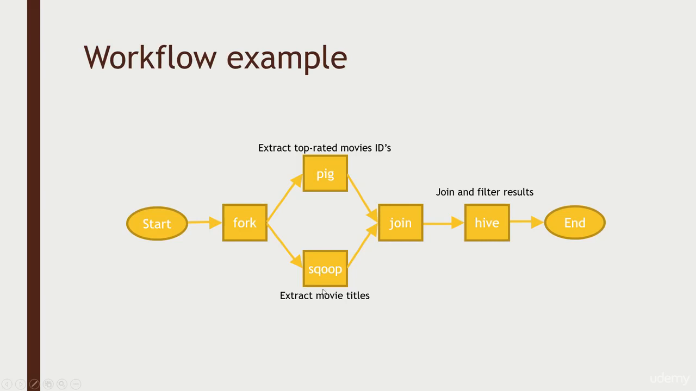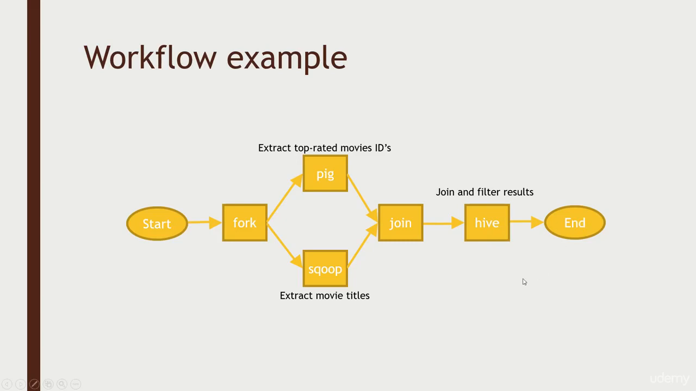And maybe these are extracting data from two different sources that I need for my larger workflow. Like maybe I'm getting the top-rated movie IDs from Pig, and I'm extracting movie titles out of some MySQL database via Sqoop at the same time. And then these both say that they will go to this join node, and all this join node does is wait for both of its dependencies to finish, and when they're both done, we can move on to wherever it says to go next. And in this example, maybe it's a Hive action that actually creates Hive tables based on both the output of Pig and Sqoop together and joins them together and filters them out to create your final results. And at that point, we can say that we're done and go to the end of this workflow.